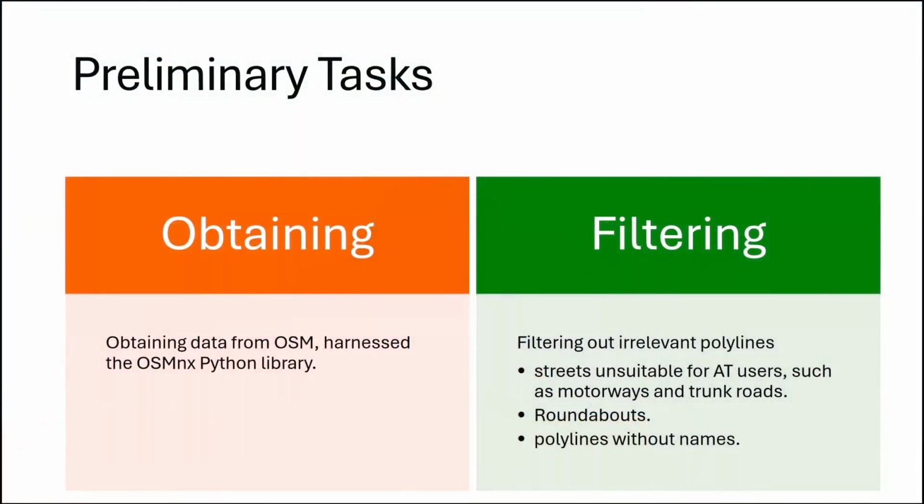And then we need some kind of filtering to remove unnecessary polylines. For example, we don't need streets that are not relevant for active transportation analysis, such as highways. We don't need roundabouts as polylines. We need them as points, so we'll add them later as points, as I will explain later. And finally, we are working only with polylines with names. Polylines without names are removed because we assume they are not part of the final street layout.